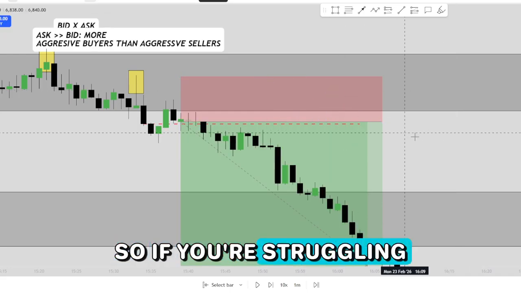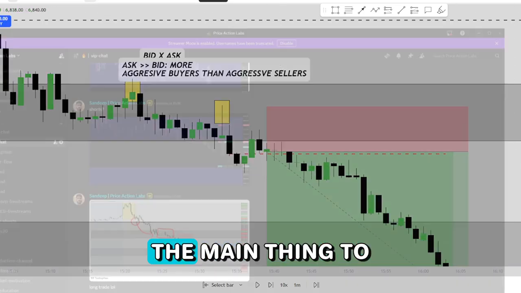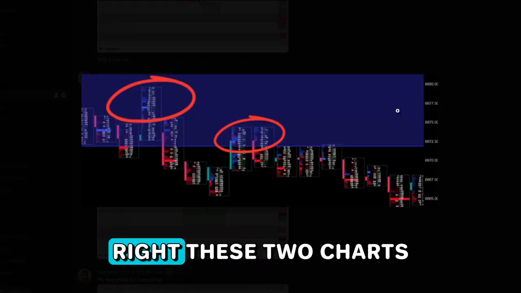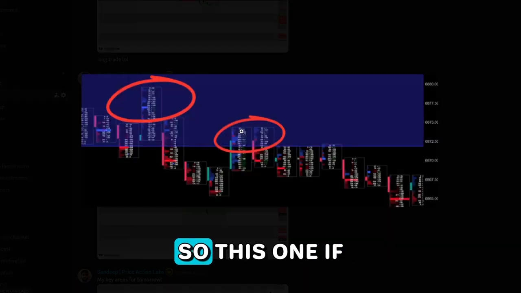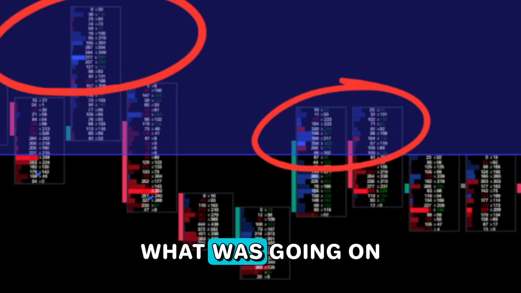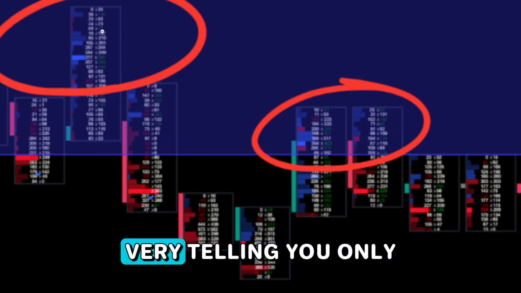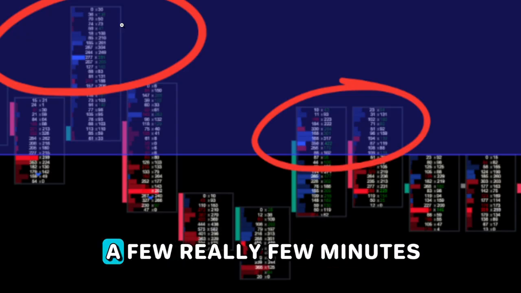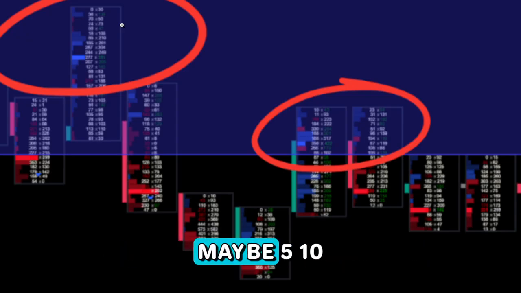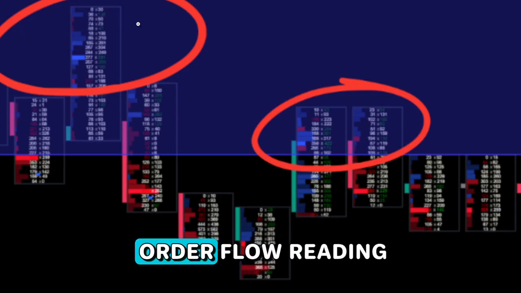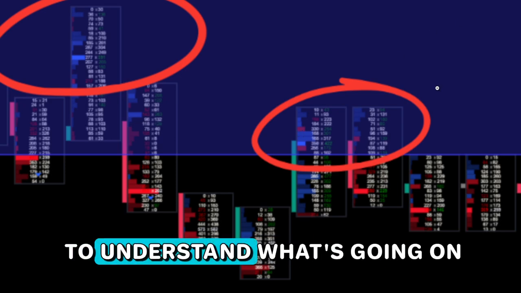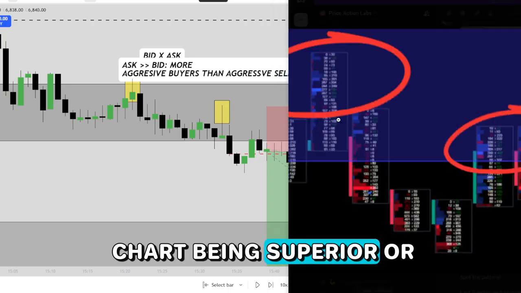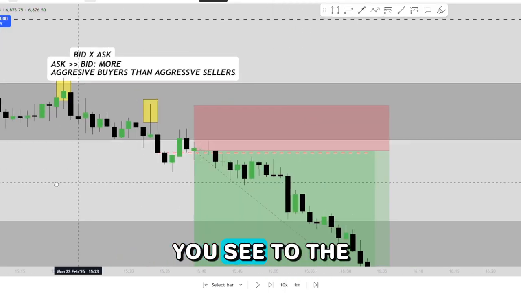So if you're struggling with lower time frame execution, the main thing to take away is this chart here, these two charts next to each other. So this one, if we zoom in, what was going on? This massive wick, very, very telling. You only need a few candles per day, and you only need a few minutes, maybe 5, 10, 15 minutes of true order flow reading in order for you to understand what's going on. So think of this chart being superior or better than this chart you see to the left.